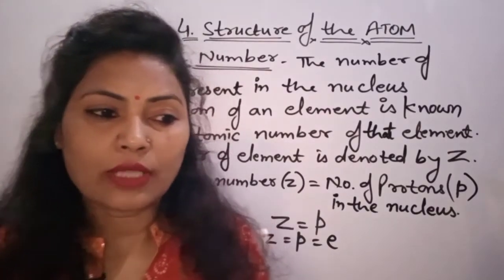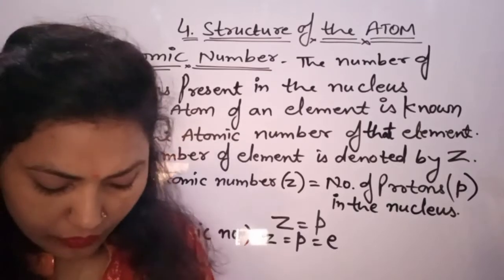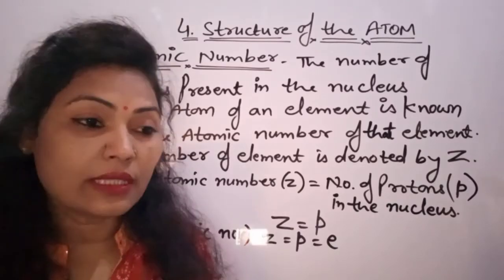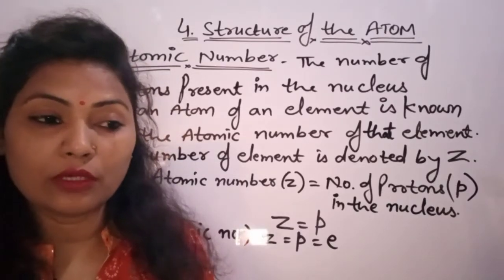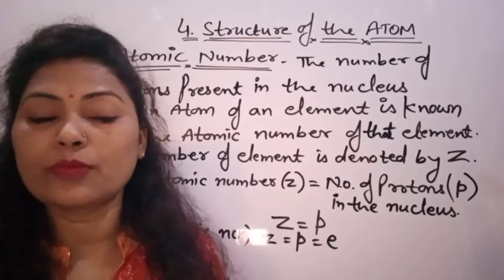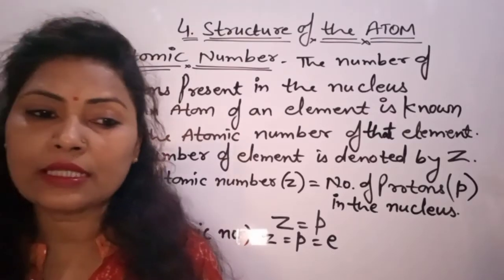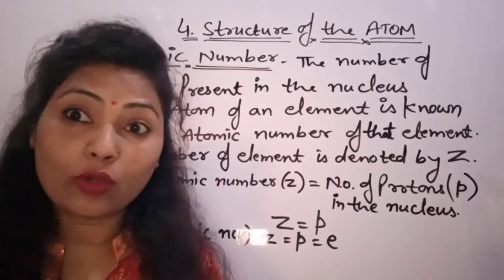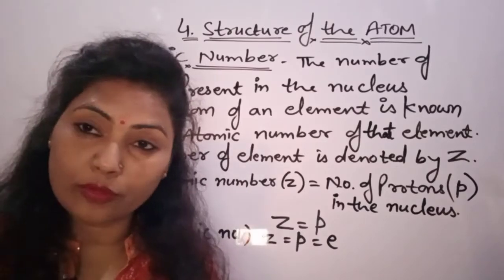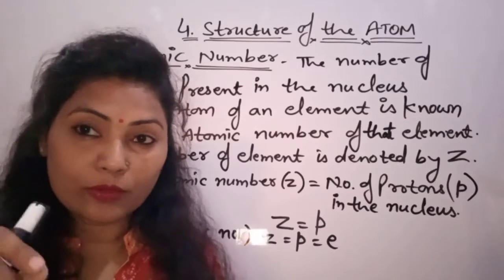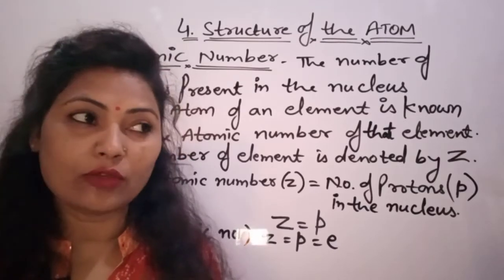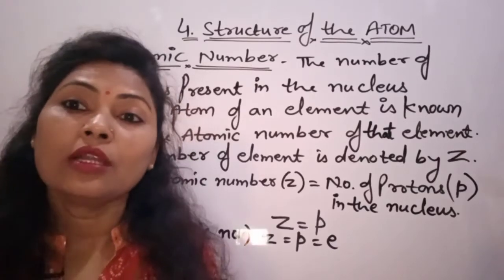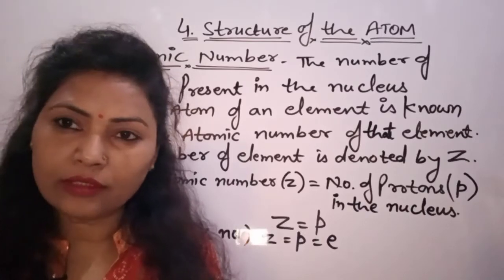So, in another way, the total number of protons and neutrons present in the nucleus are also known as nucleons. Nucleons: the total number of protons and neutrons in the nucleus are known, combinedly, as nucleons. Got it?